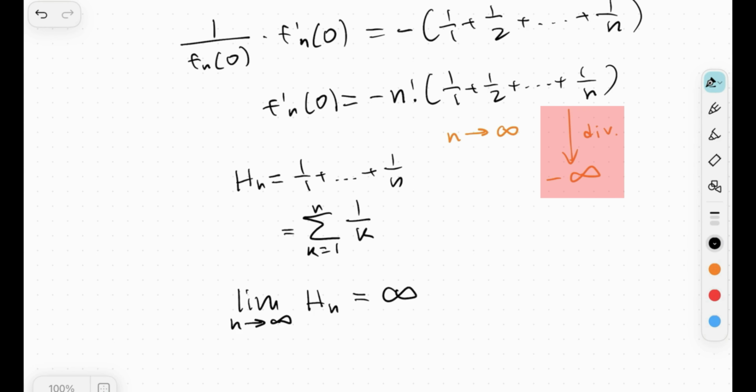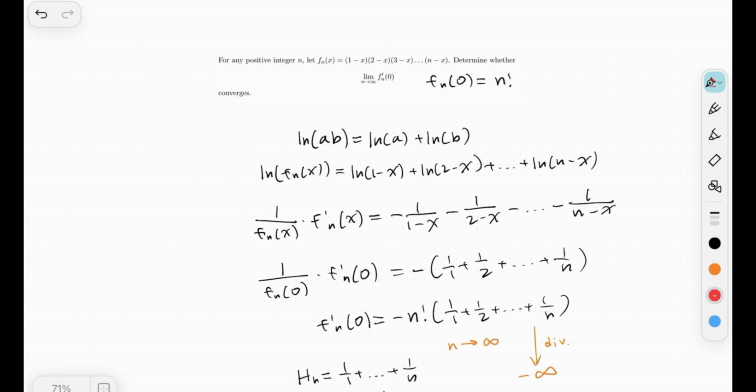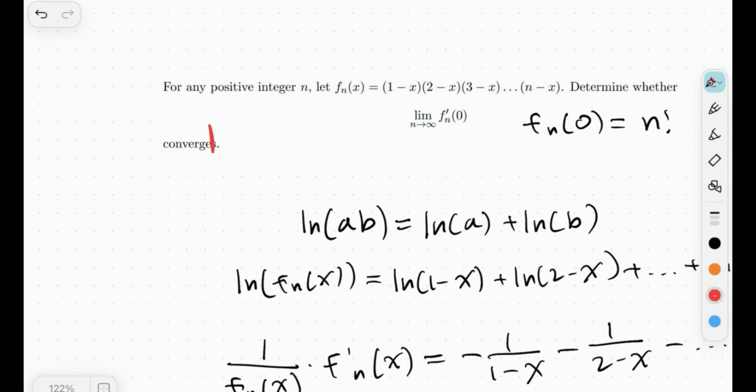So over here, we have our final answer. It diverges to negative infinity. So therefore, our answer is no. This limit does not converge. And that is our final answer. So there we have it.